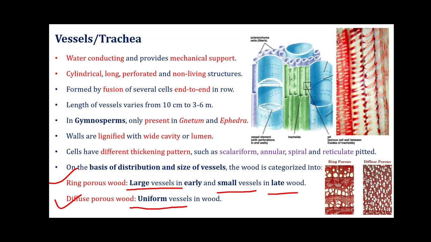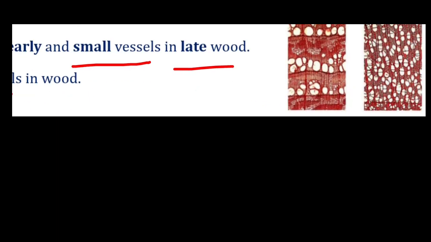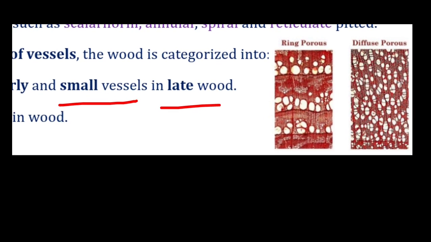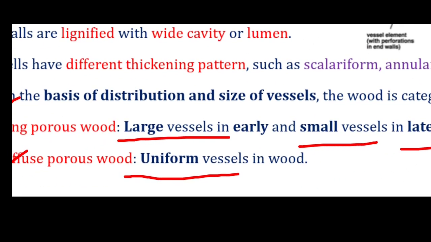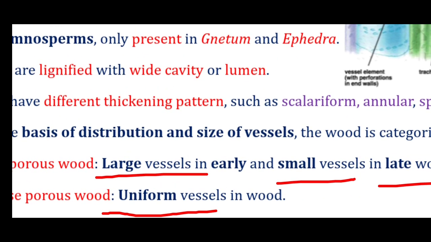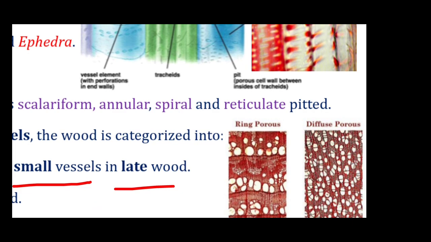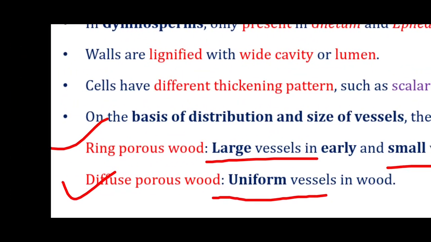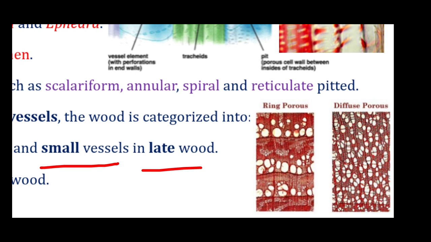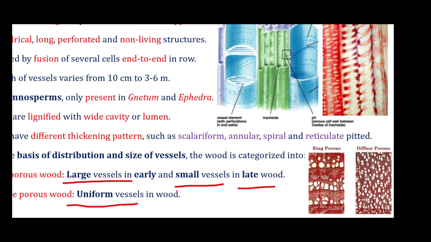In the below diagram, you can see the ring porous wood, where you can see a big circle representing the ring porous wood, that is large vessels in early wood and small vessels in late wood, while the diffuse porous wood shows uniform vessels. Here you can see a similar size of circles.